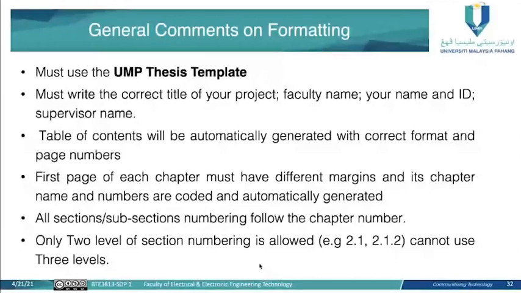First page of each chapter must have different margin, and each chapter has numbering. For example, chapter 1, each title or subsection will be 1.1, 1.2, 1.3. Each figure will be 1.1, 1.2, 1.3. Each table will be 1.1, 1.2, 1.3, belonging to the chapter. If you do not use the UMB template, this will not be generated automatically.